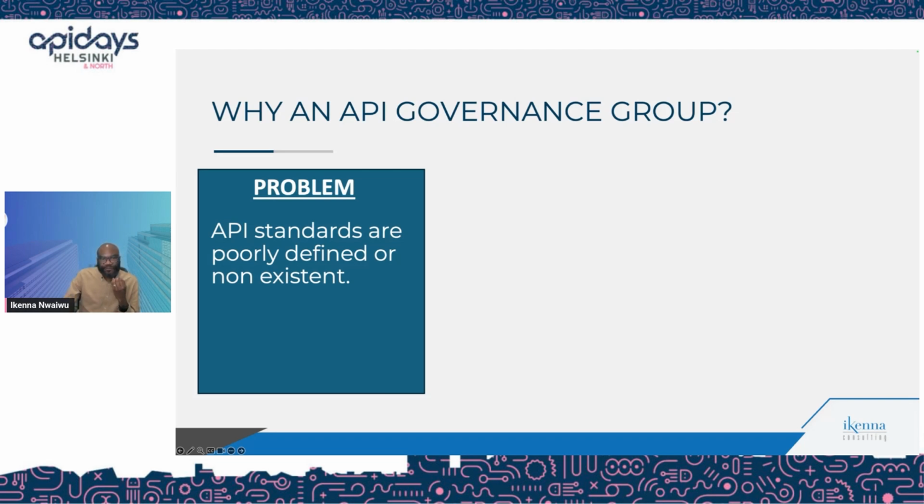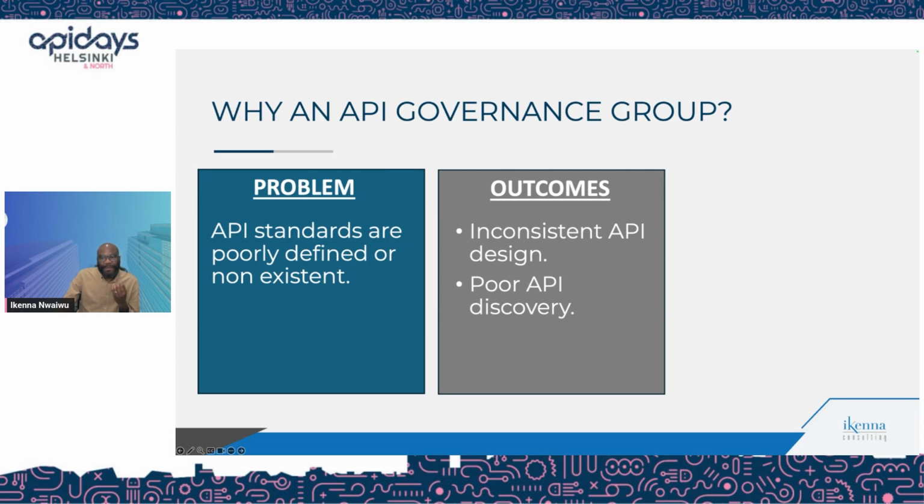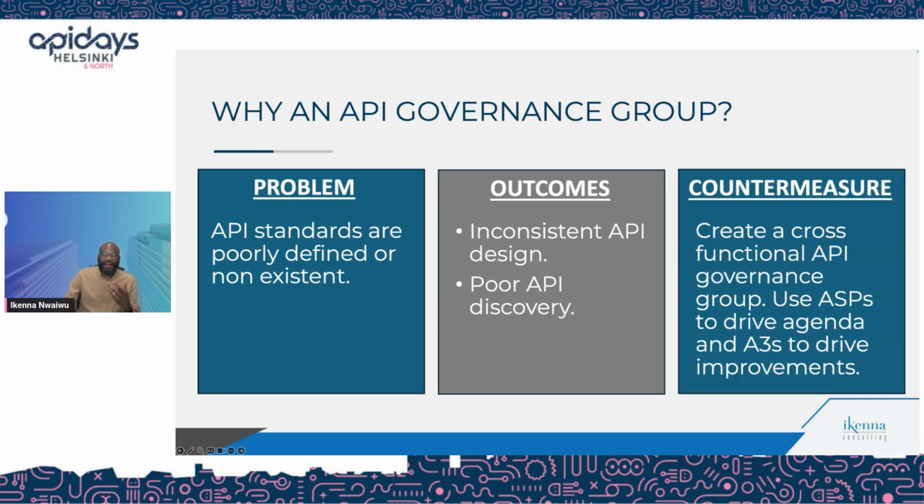So where an API governance group doesn't exist or is not functioning properly, we can end up with inconsistent API design and poor API discovery. These are symptoms of that issue. And one way to counteract this is to create an API governance group. Yes, it should be cross-functional, and there are different techniques I'll talk about that we can use to improve it. But first, we need to make sure we have a governance group that is functioning properly.